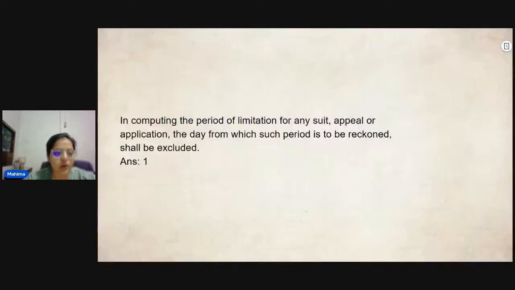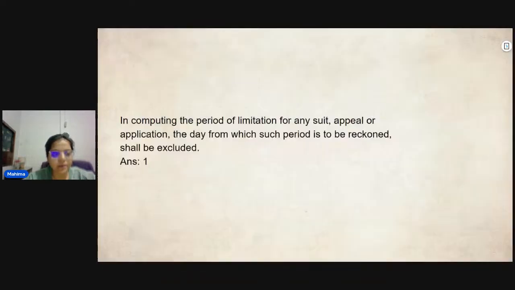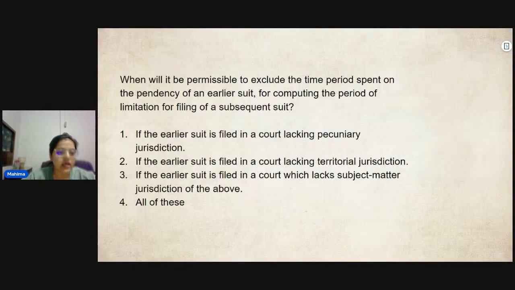Yes, it is option number one. In computing the period of limitation for any suits, appeals, or application, the day from which such period is to be reckoned shall be excluded. Always. When will it be permissible to exclude the time period spent on the pendency of an earlier suit for computing the period of limitation for filing a subsequent suit?